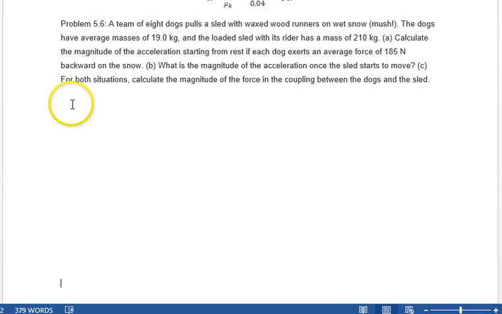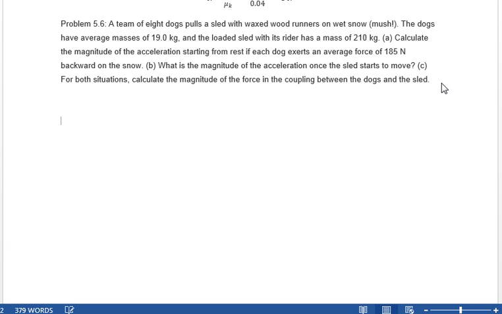All right, Chapter 5, Problem 6. Got a team of 8 dogs pulling a sled on waxed wood runners on wet snow. The dogs have an average mass of 19 kilos each. The sled plus rider is 210 kilos. And they want us to calculate the magnitude of acceleration starting from rest if each dog exerts an average force of 185 newtons backwards on the snow.